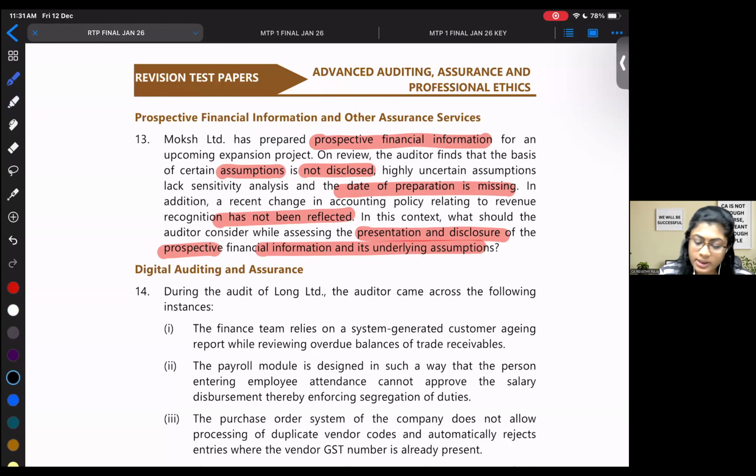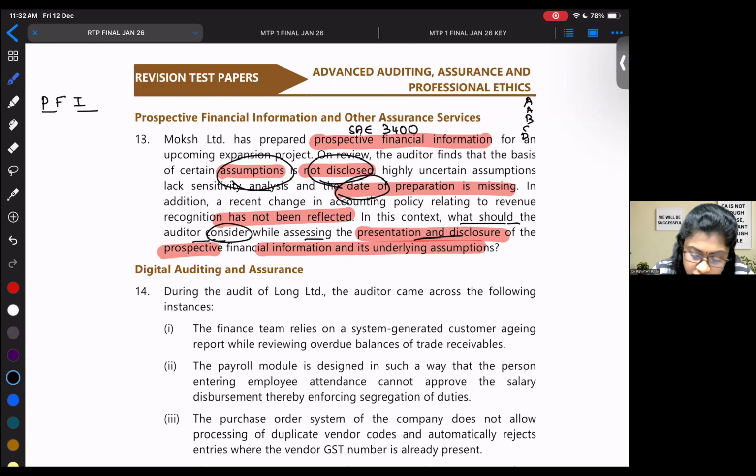So which standard came to your mind? Prospective, SAE 3400. And you remember in class we used to say disclosure, A, B, C, D. Do you remember that? So here they have not disclosed the date. Assumptions are not proper. So what should the auditor consider while assessing? Very good, that's right. All of you are saying the answer, I understood. So how will you present?